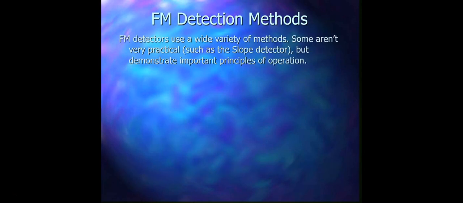Now comes the method for FM detection. There are several methods, and I'm going to discuss all of them one by one. Let's read here. It says FM detectors use a wide variety of methods. Some aren't very practical, such as the slope detector, but demonstrate important principles of operation. So the first method we are going to discuss is the slope detection method.